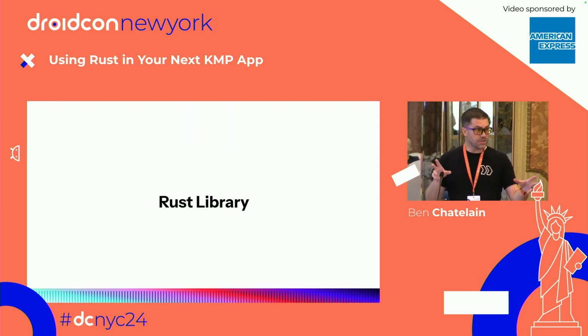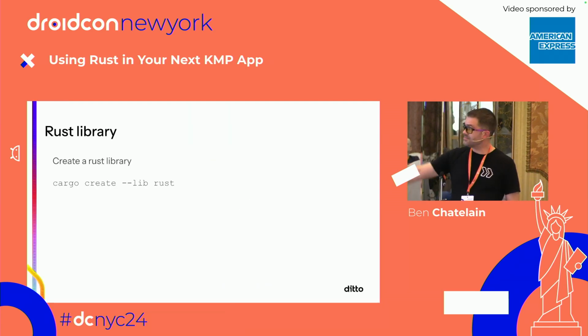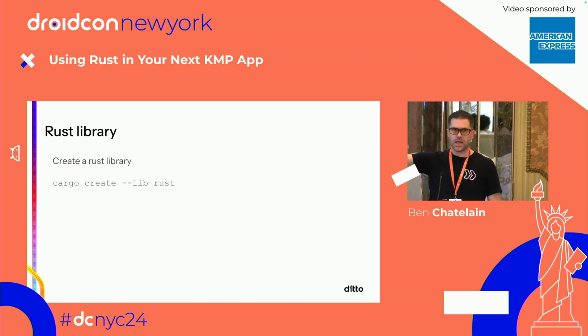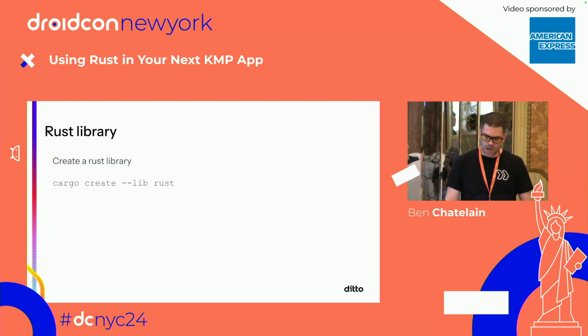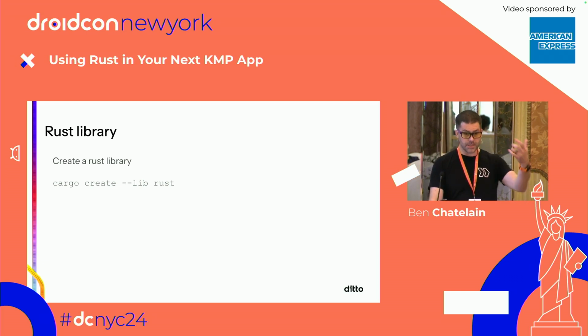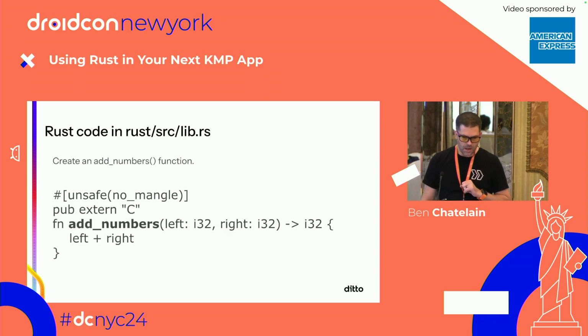All right, so let's build a Rust library. That's it. Cargo create lib Rust. There's two options with create. You can do a library or a binary, which is basically like an executable, like a command line. But I'm going to build a library because that's what we're going to link into Kotlin Multiplatform.